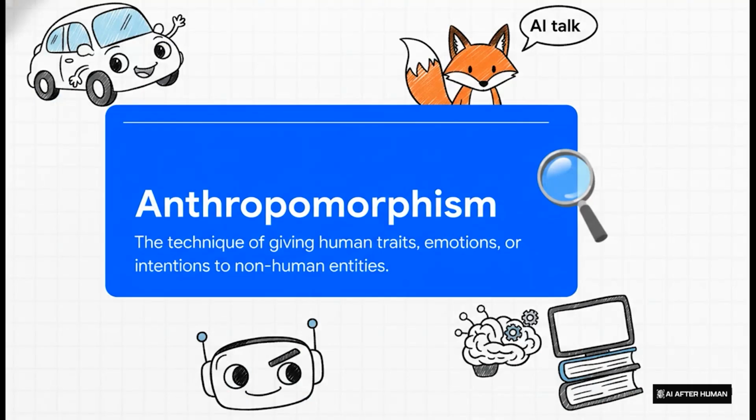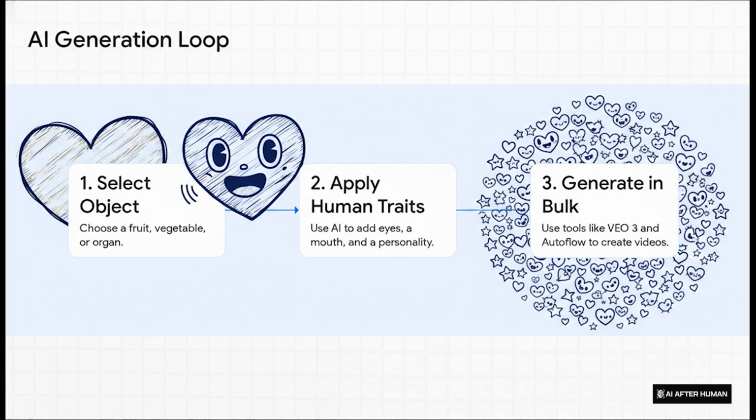It's really just a fancy word for giving human traits to things that aren't human. You know, like in all those classic cartoons where cars have faces or teacups can sing and dance. It's a timeless trick in animation. But the difference now is that AI can do it on an absolutely unbelievable scale. And the process is this really simple three-step loop.